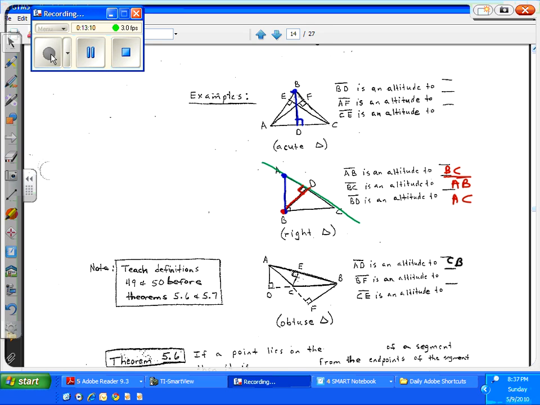Now, continuing here, if we wanted to draw the altitude from B, we would have to find the side opposite B. We would draw the line that contains the side opposite B, and we would have to go from B perpendicular to that line that contains the opposite side, and there we would have the altitude from B to AC. So BF is the altitude drawn from point B to side AF.